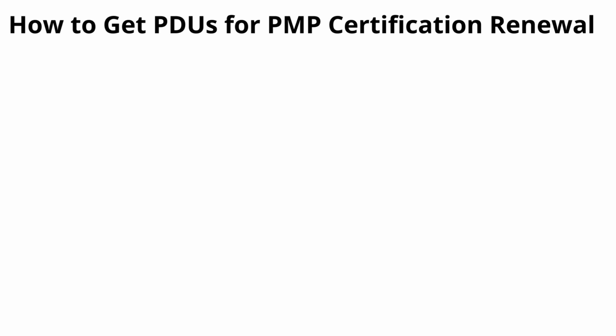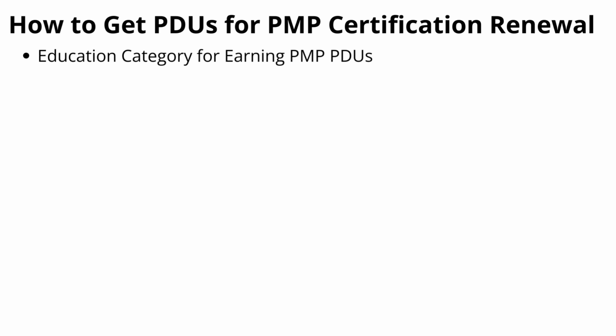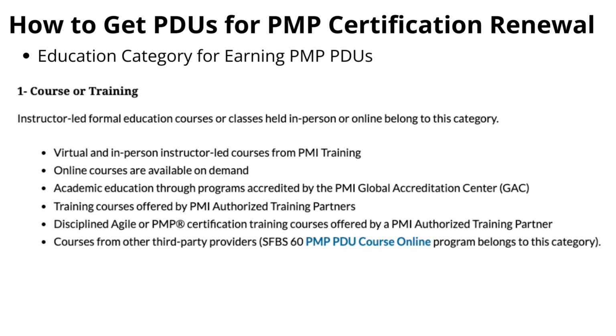As we've outlined in the PMP PDU categories, there are two main ways to earn PDUs: education and giving back. PDU courses are a way to earn PDU credits in the education category. Education category for earning PMP PDUs. There are 6 different subcategories under the education category to earn PDU hours. Let's explore these. 1. Course or training.